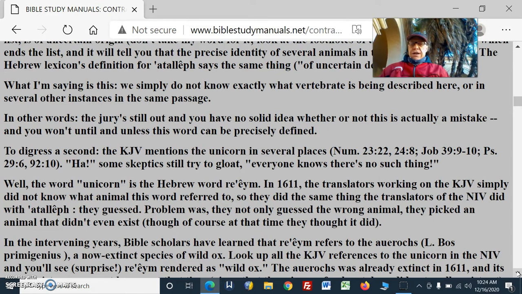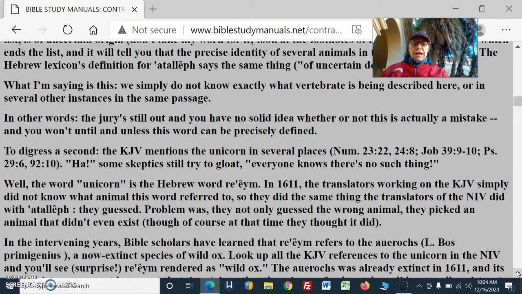To digress a second, the King James Version mentions the unicorn in several places. Some skeptics still try to gloat. Everyone knows there's no such thing. Well, the word unicorn is the Hebrew word ram. In 1611, the translators working on the King James Version simply did not know what animal it referred to. So they did the same thing the translators of the NIV did with atallêph. They guessed. Well, that's not the problem with the original text.